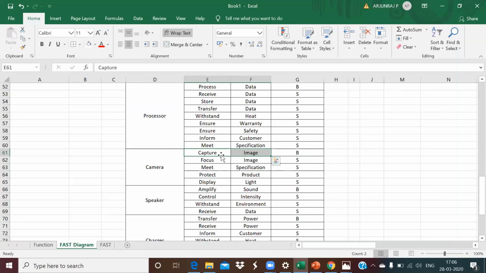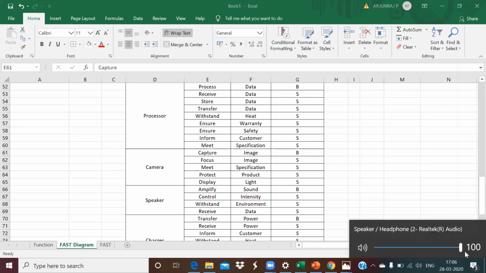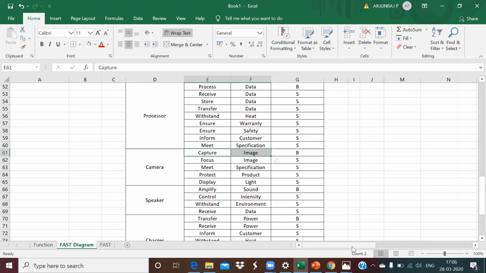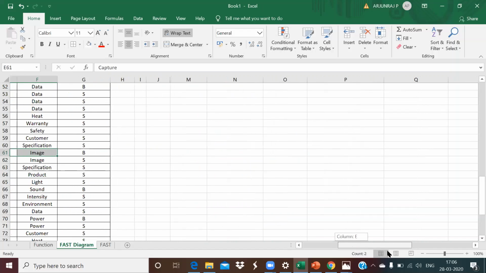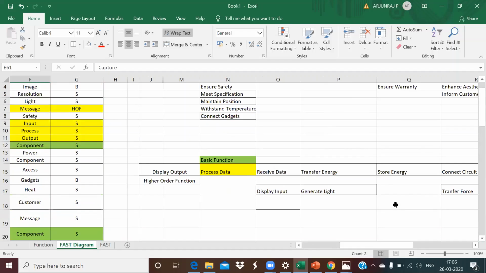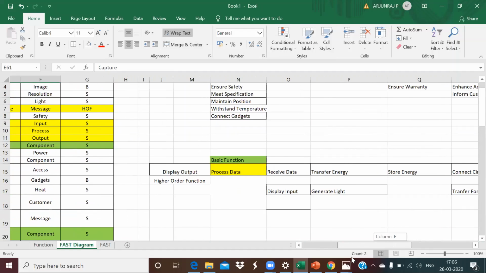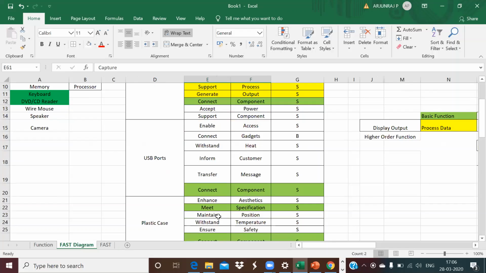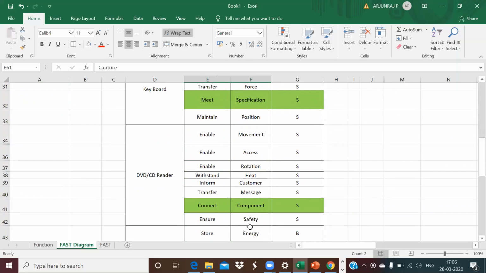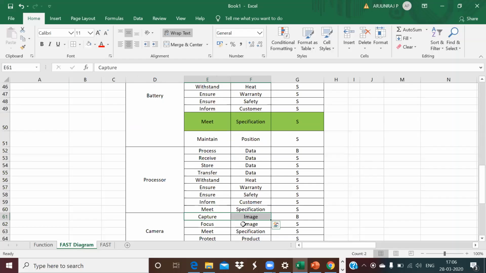Sir, I have a question. This camera, speaker and all are accessory. It is not necessary for the laptop to function. Exactly. Processor is a must, battery is a must, keyboard is a must. Those are all components. Speaker and camera are accessory, without which also it will function. Exactly.